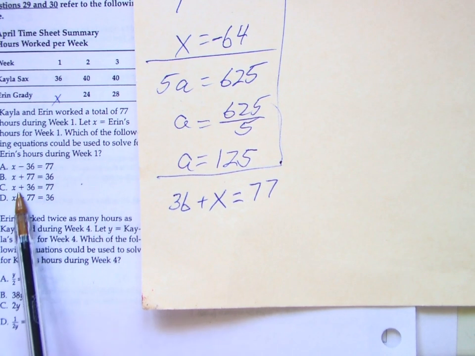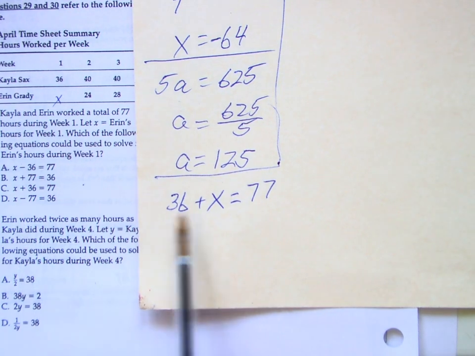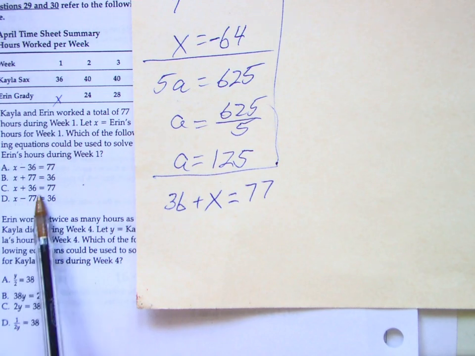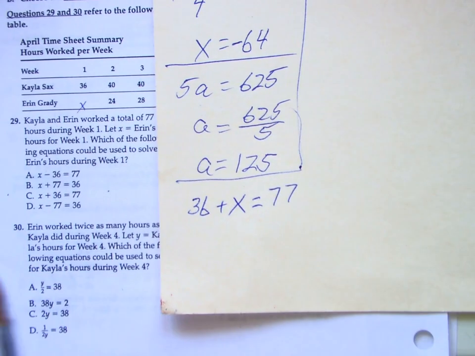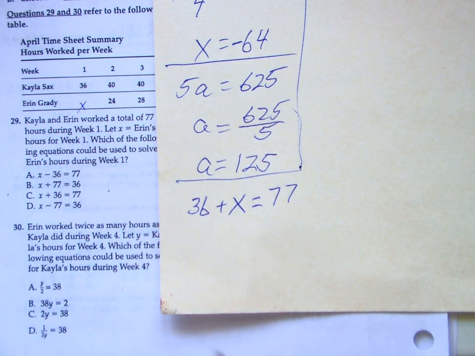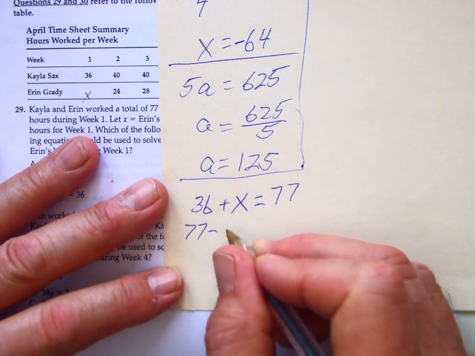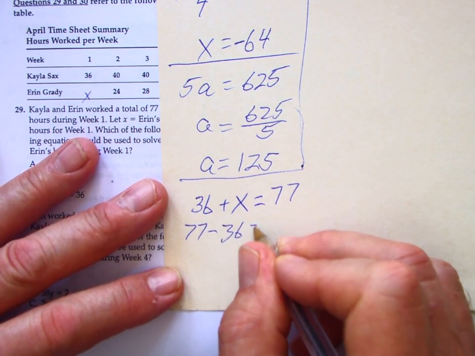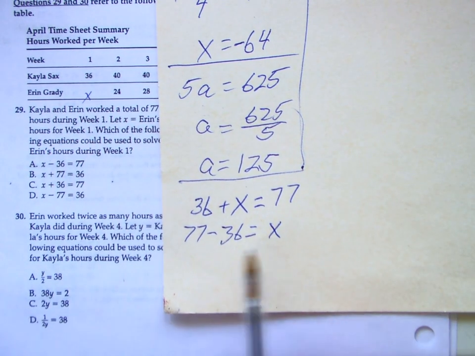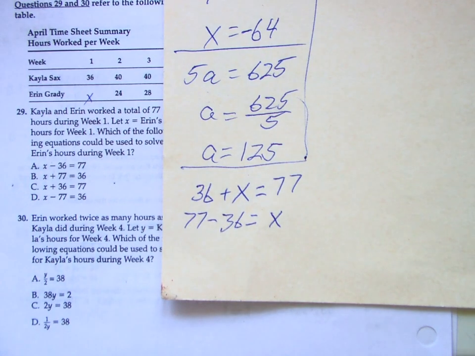How about this one? 36 plus X equals 77. This is almost the same. Is this equivalent? Is this the same as this? Yes. When you're adding, it doesn't matter which one comes first. If you're subtracting, it matters. But when you're adding, it does not matter. Now, they could have written it like this. The 77 is how much they work together. And you take away Kayla's, then you end up with Aaron's. They could have done this, but they did this one. So that was the right answer. C was the right answer.